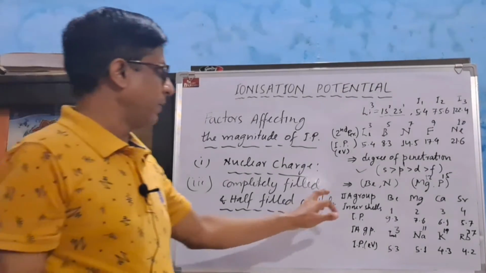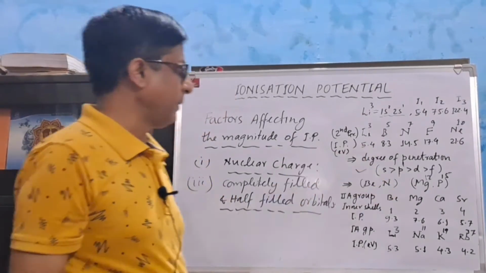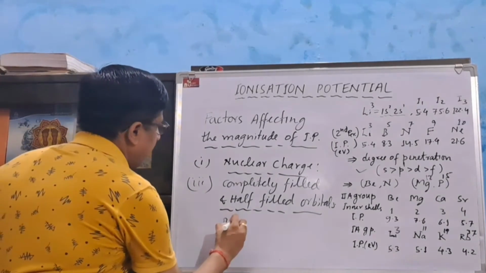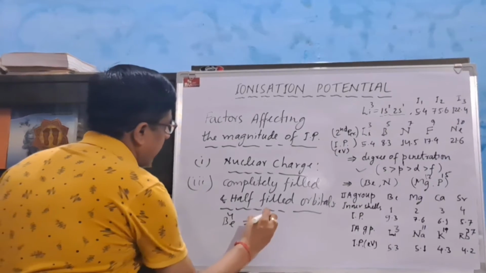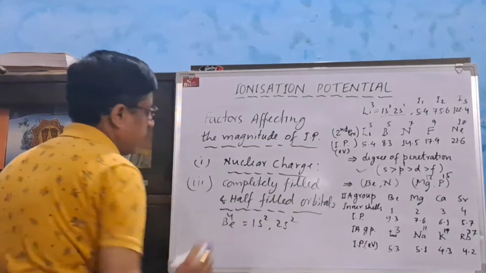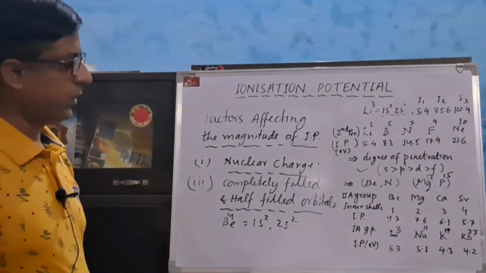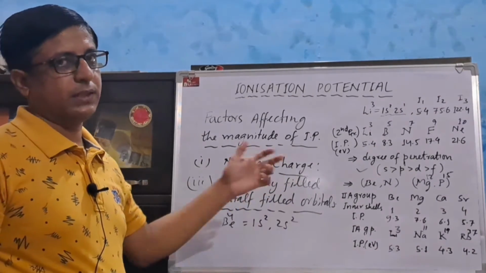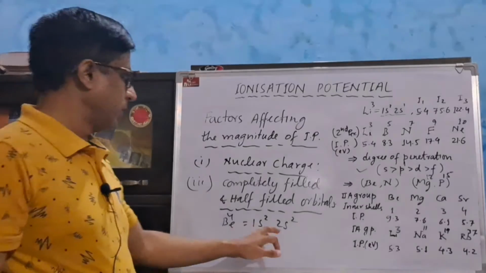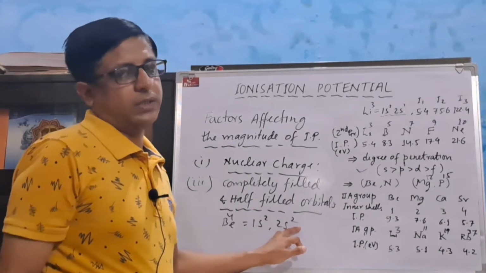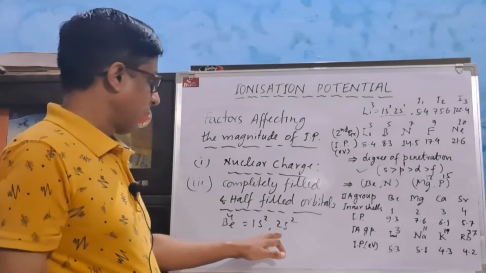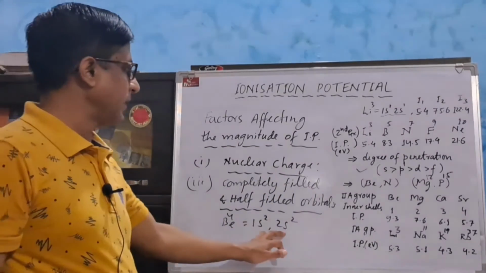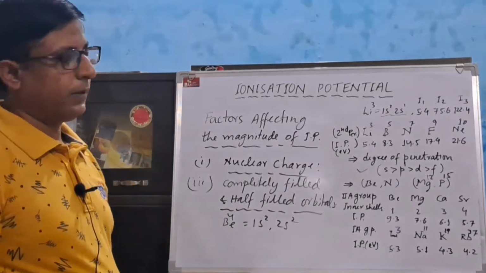For example, if we take the second period, beryllium and nitrogen. In case of beryllium, the atomic number is 4, its electronic configuration is 1s2, 2s2. Here the valence shell is completely filled, 2s is completely filled, therefore it will be more stable and some more energy will be required to remove the valence shell s electron.